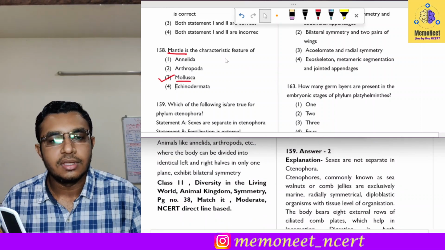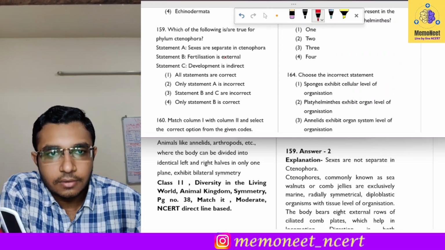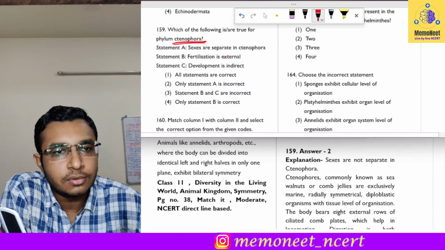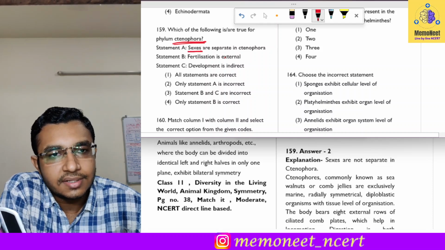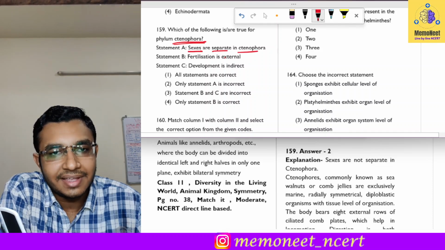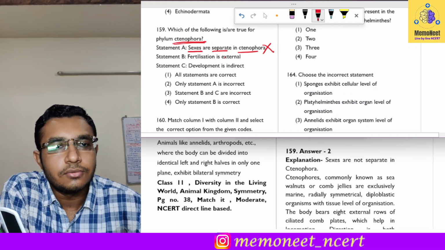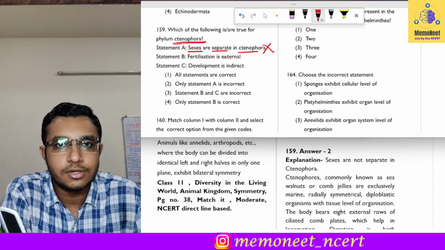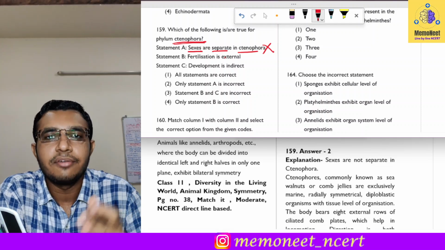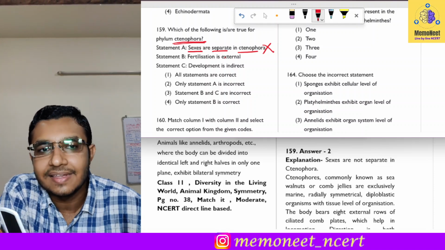Okay, the next question is question number 159. It states: which of the following are true for phylum Ctenophora? Statement A states that the sexes are separate in the Ctenophora. Is this true? That is incorrect, because Ctenophora are hermaphrodites. In hermaphrodites the sexes are not separate. The male and female reproductive organs are found in a single organism. So this statement is incorrect.